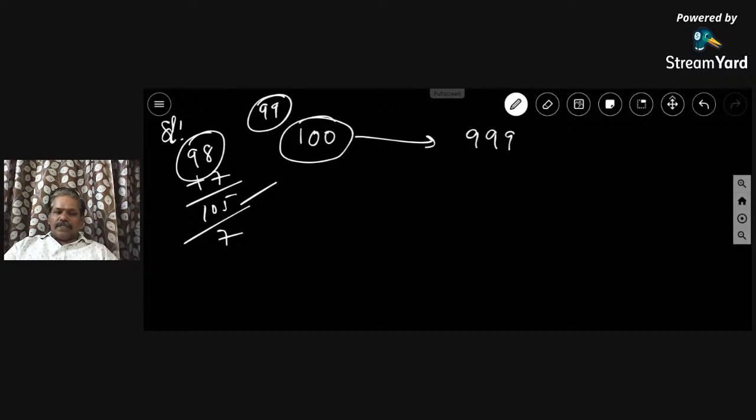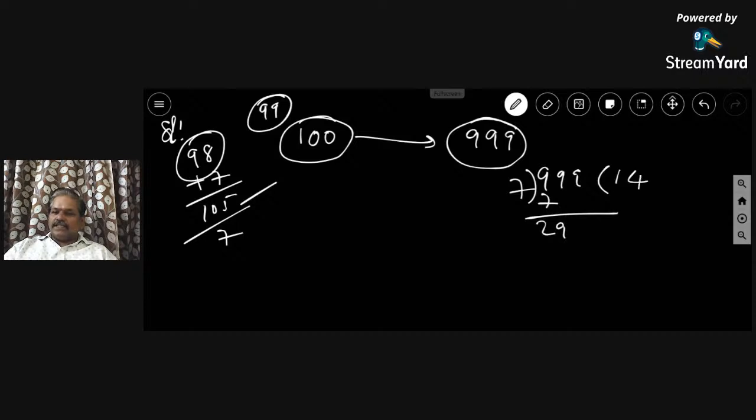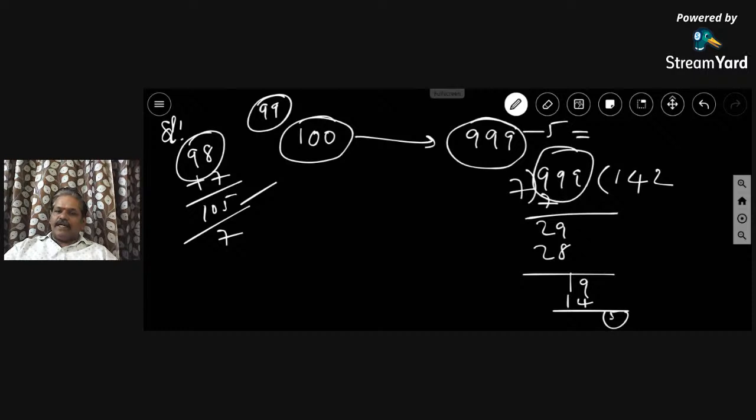So coming to the largest, check whether 999 is divisible by 7. 7 ones are 7, 29, 7 fours are 28, 19, 7 twos are 14, and the remainder is 5. That means from 999 minus 5, you will get the number 994. So that is the largest three-digit number which is divisible by 7.